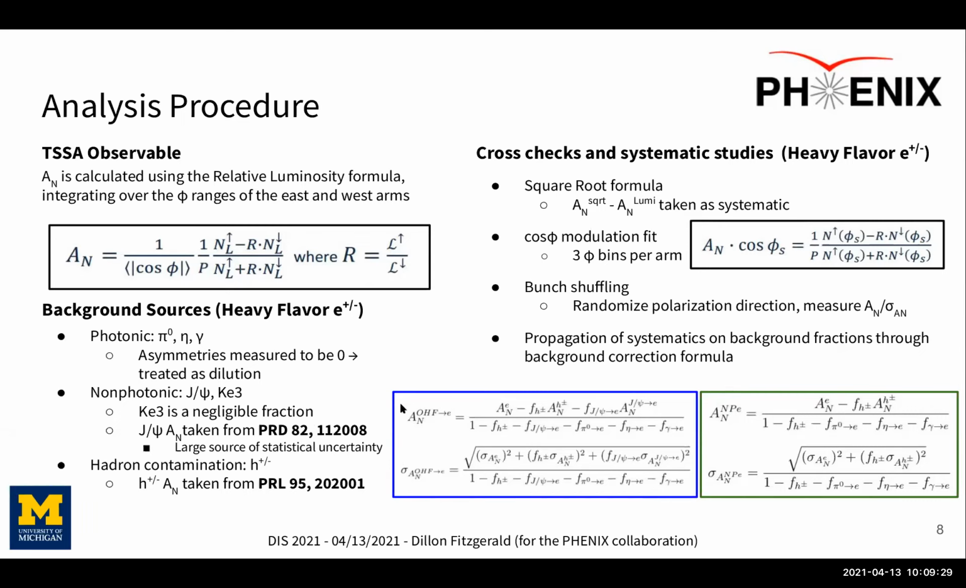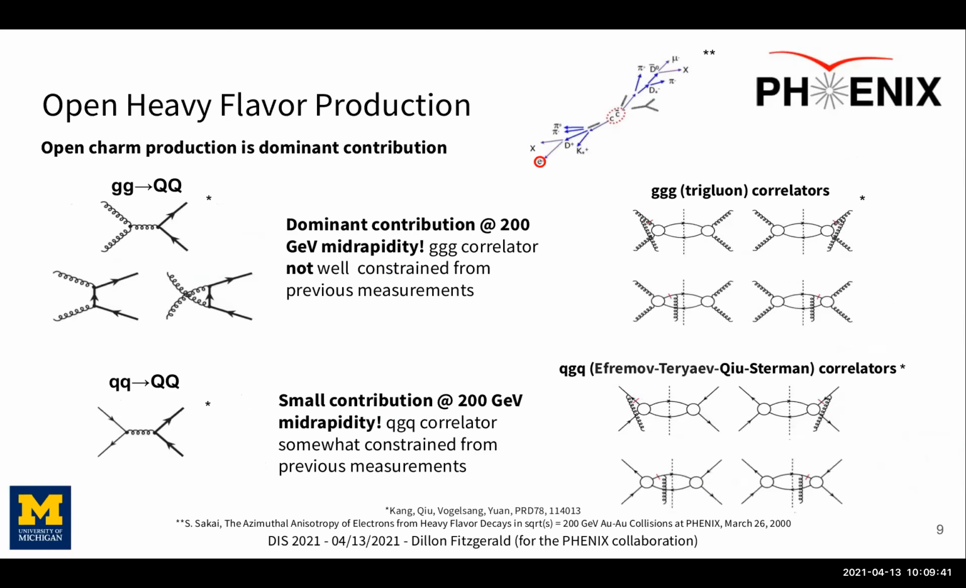And then finally, we've taken the hadron contamination from a previous PHENIX measurement as well. I have listed here some cross-checks and systematic studies, which I won't go into for the sake of time, but they're listed for your reference. So a bit about open heavy flavor production before talking about the measurements.